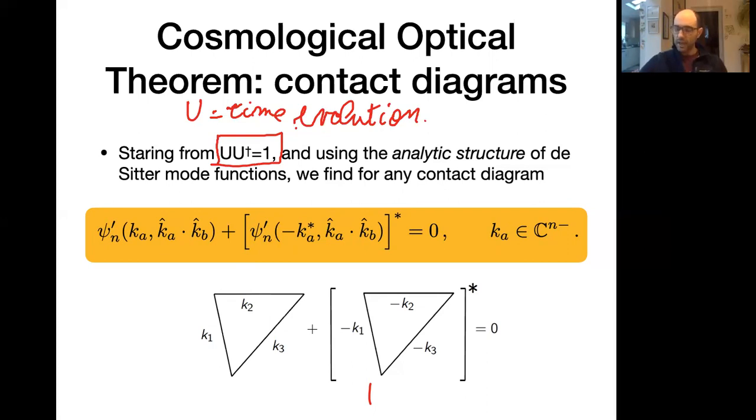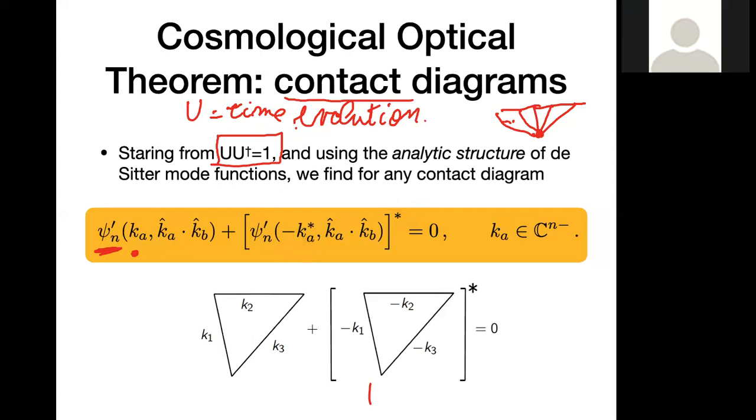Starting from that, in this paper we were able to compute simple relations that are valid for contact diagrams, so for all diagrams in which you only have one interaction and any number of external legs. The wave function coefficient has to obey this relation. The relation is relatively simple. It says that if you take psi n, which you can think of as a cousin of the endpoint correlator, and you evaluate it with whatever value of the momenta, and you sum to itself its complex conjugate with an analytic continuation.